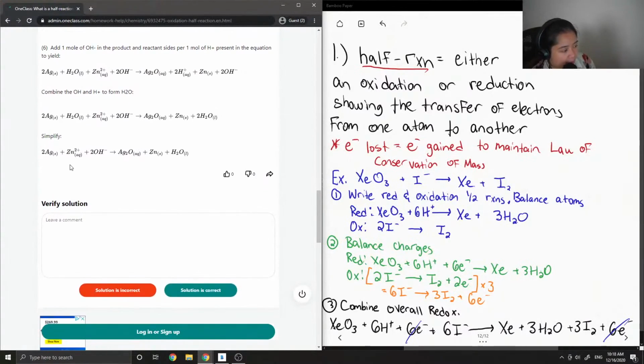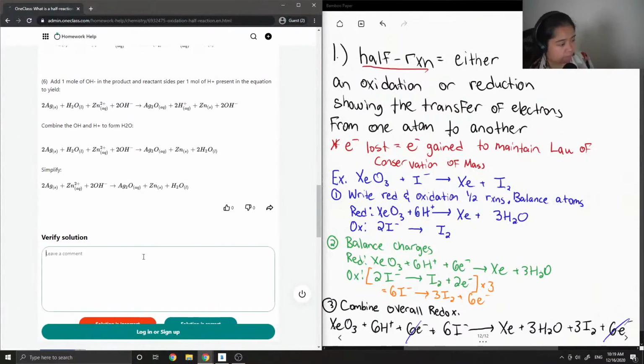Okay, so 2 zinc 2 plus, 2 OH minus. And everything is balanced in terms of the atoms, and also the charges. Yep, so this solution is correct.